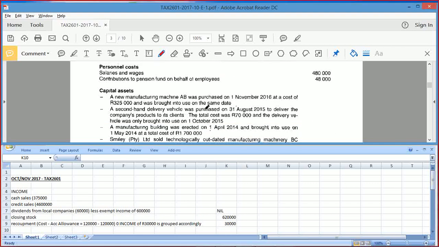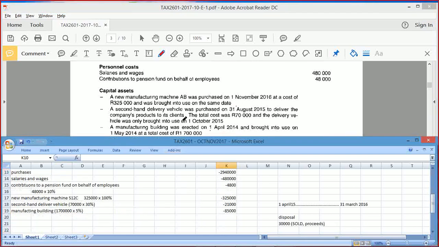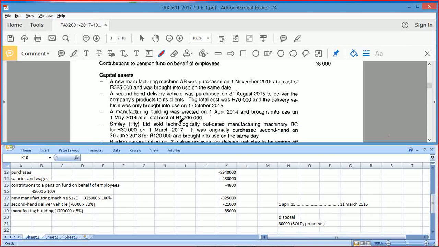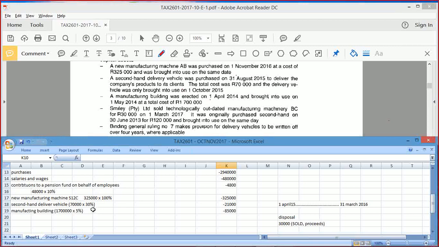Okay, do we have any delivery vehicles? Yes, we had the vehicle. I think it was a second-hand. Yes, it was a second-hand vehicle. Yeah, we didn't actually have, we had manufacturing machines. So we had a machine, we had a building, we had a second-hand delivery, and we had another machine, right? Yes, sir. Okay, so that's actually done. All you need to do there is just consider the depreciation on the vehicles. Yes, sir. Okay, so that we need to do.